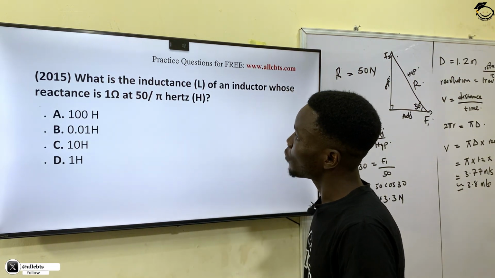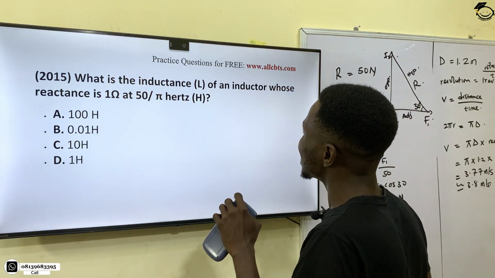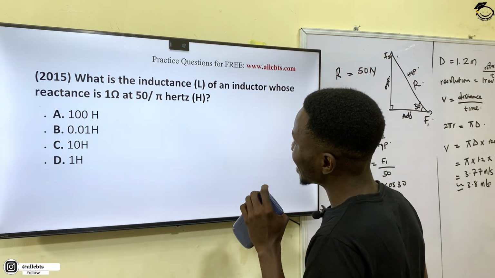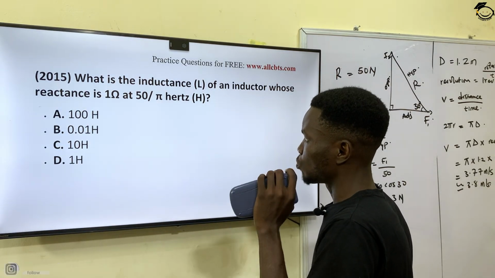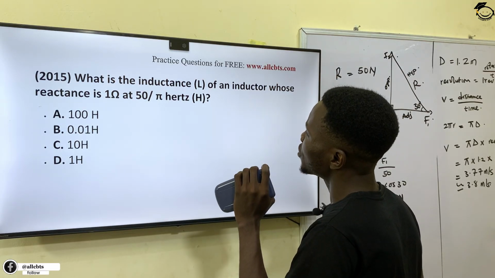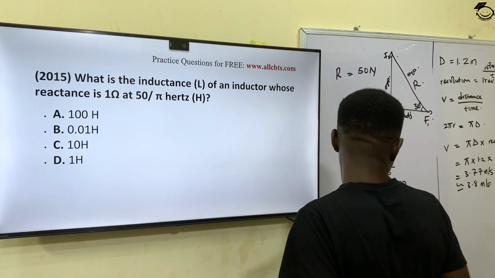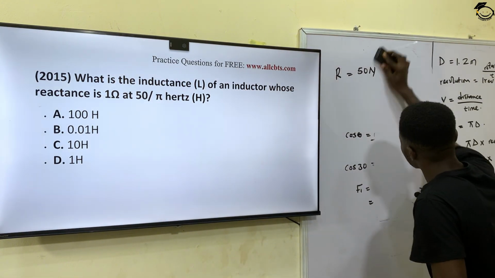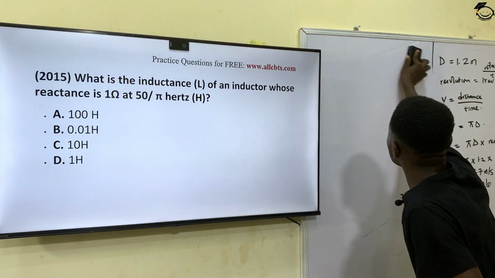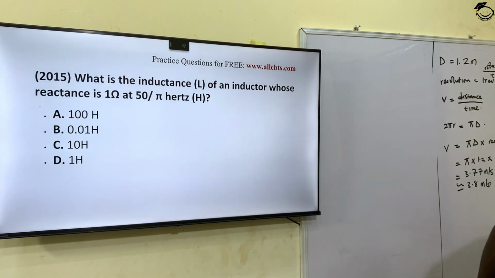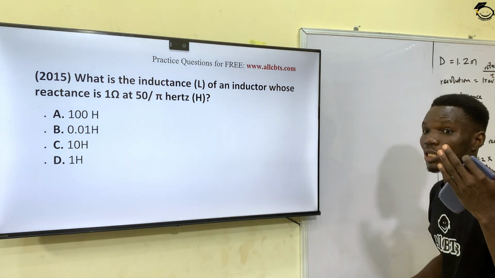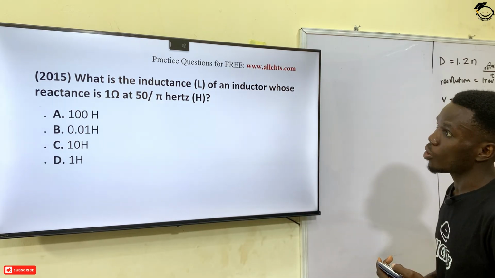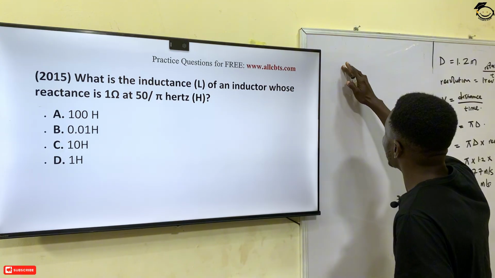This one I got from 2015. It says, what is the inductance of an inductor whose reactance is 1 ohm at 50 over pi hertz? So this question is based on AC circuit, where we talked about the inductance, the capacitor, and the resistor. So in this case, we're only talking about what? The inductor. So an inductor, we have inductance.